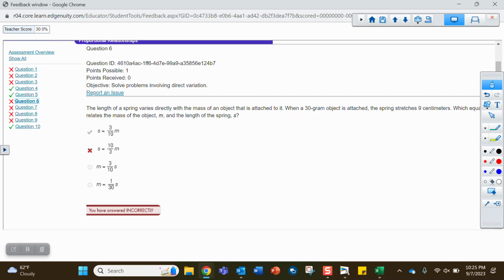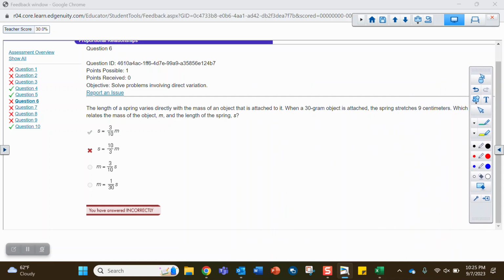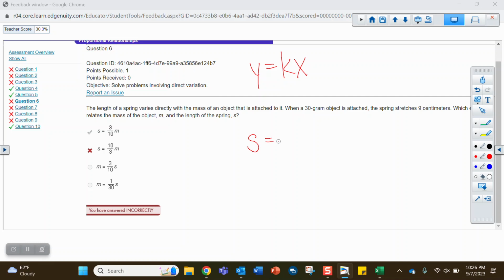The length of a spring varies directly with the mass of the object that it's attached to. When a 30-gram object is attached, the spring stretches 9 centimeters. Which equation relates the mass of the object and the length of the spring? So I usually start by teaching y equals kx, but in this example, because the length is varying directly with the mass, the length is going to be s, and mass is going to be m. And k here represents our constant of proportionality.